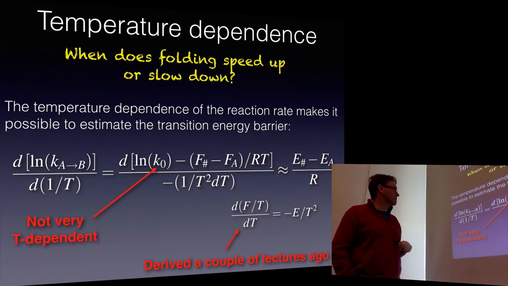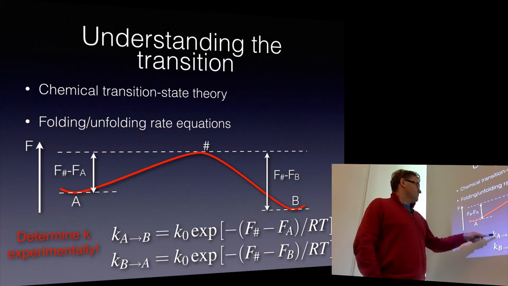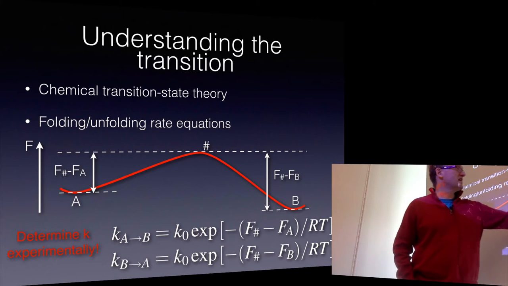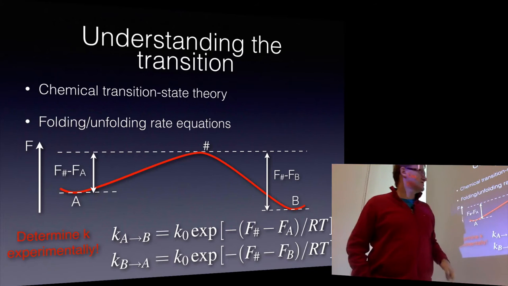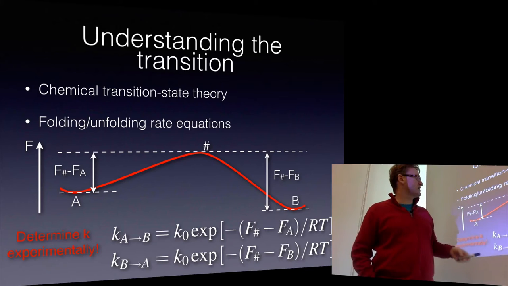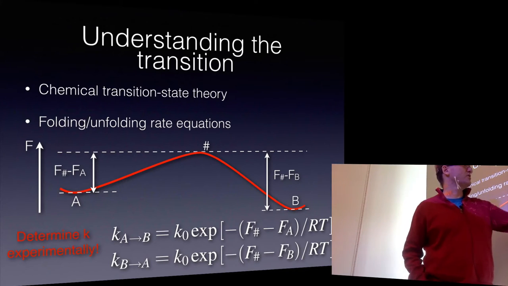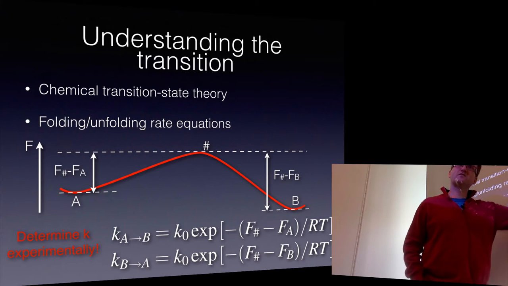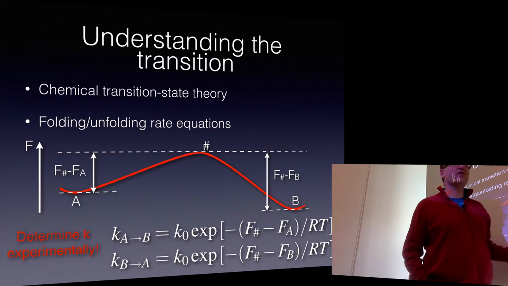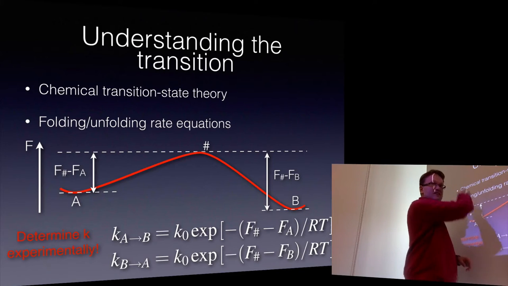Why do you plot against 1 over T and not just T? Because k was proportional to an exponential of minus delta F divided by RT, right? So if I take the logarithm of that, I would get some constant I don't care about, plus minus something that's proportional to 1 over T. So if I plot that against 1 over T, I'm going to get the difference in free energy divided by R as the slope. Otherwise, I would get a curve that goes as 1 over T if I plot against T.